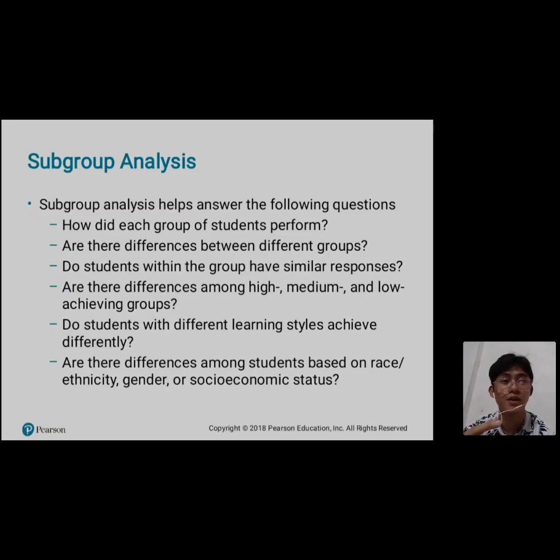Do students within the group have similar responses? Of course, yes, they have similar responses, because students have different interpretations, they have different levels of understanding. So the teacher must expect that the students or the group will have similar responses.